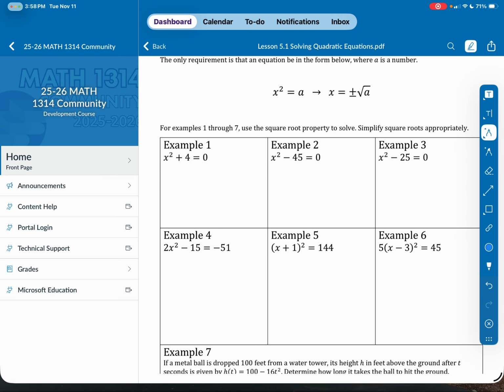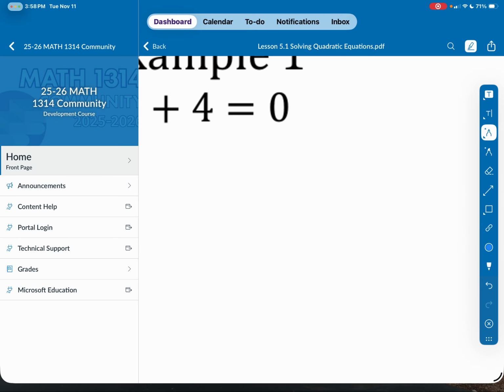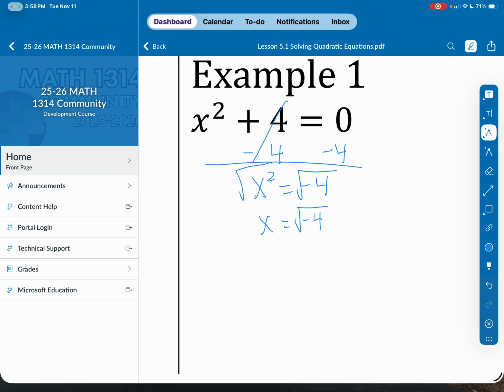Okay, so on the back page, this is going to be the square root property. Pretty much, if you have x squared equals a and you're trying to solve for x, it's going to be the plus or minus, the positive or the negative, square root of a. So on example 1, we're solving for x. The first thing I'm going to do is subtract 4 from both sides. So then I get x squared equals -4. To get x by itself, I'm going to take the square root of both sides, and I will have x equals the square root of -4.